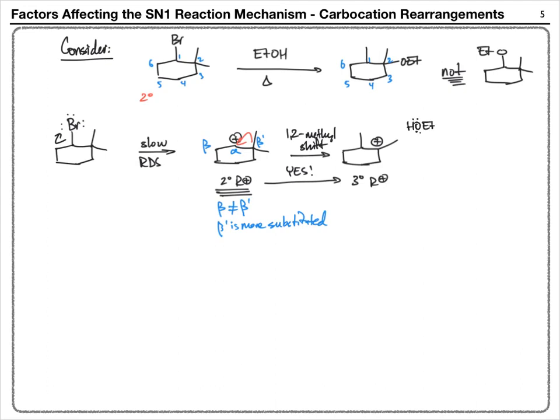We have the solvent, which is the nucleophile. It's the Lewis base. It's supplying electrons to the electron deficient center. We just need to do a final proton transfer. That usually comes from the solvent. And so that gets us to our desired product.